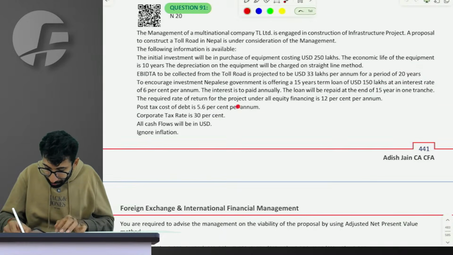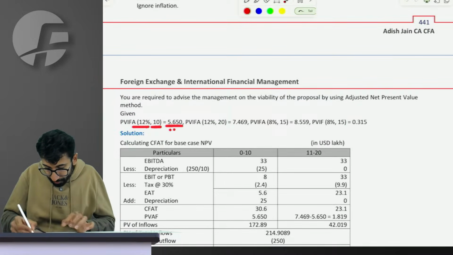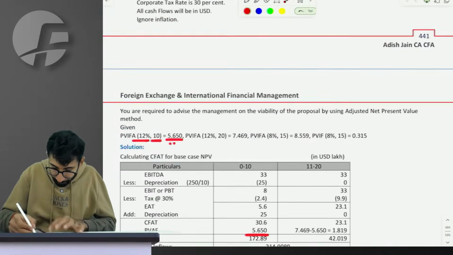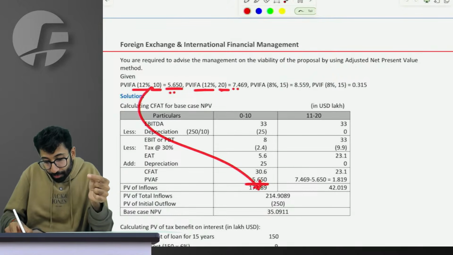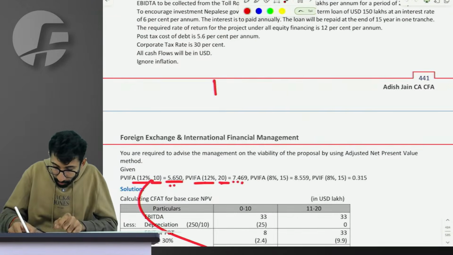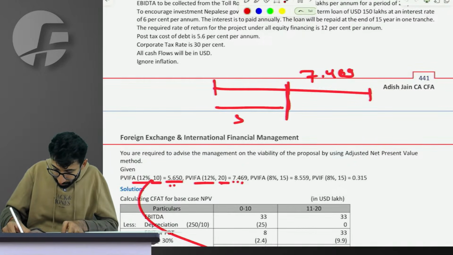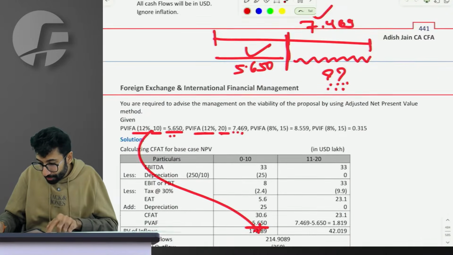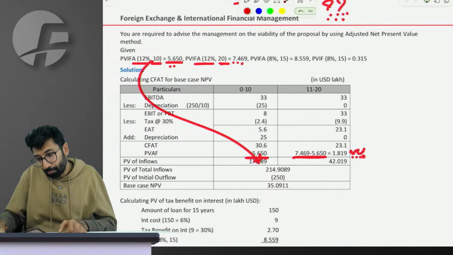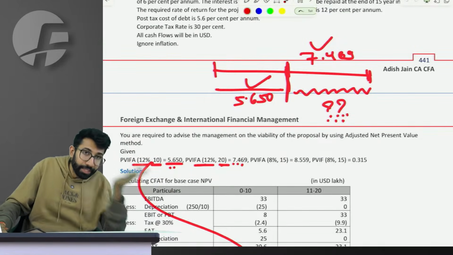At the rate of 12%, which is my all equity rate, for the next 10 years, present value factor is 5.650. Sir, at the rate of 12%, for the next 20 years, the present value factor is 7.469. So next 20-year is 7.469, next 10-year is 5.650. So from 11 to 20, what will be the present value? This minus this, which is 1.819. Present value factor of future cash flow of 11th to 20th will be 1.819.